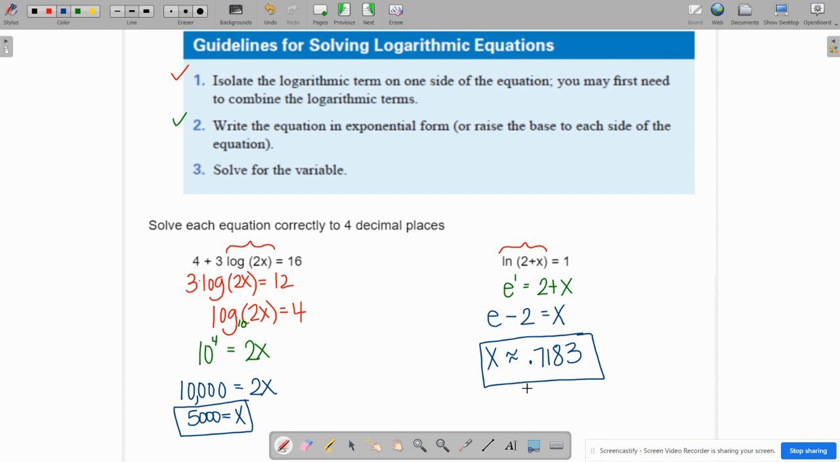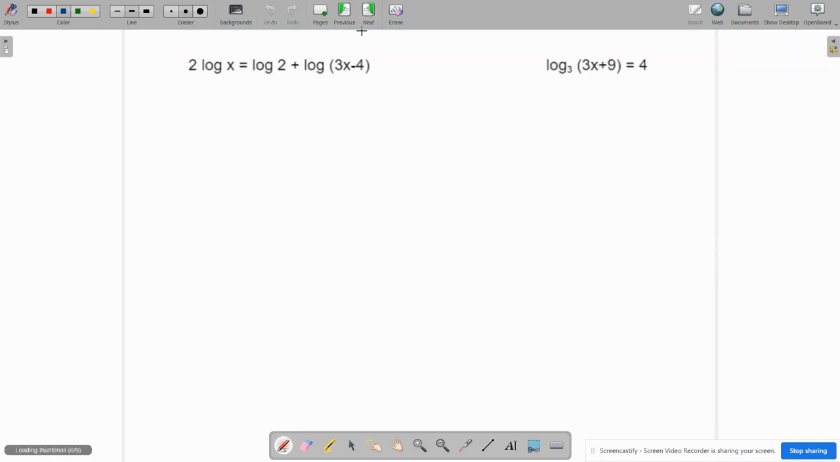So the only other one that I want to show you is an example if you have multiple logarithms, like this example here. So we have 2 log of x equals log of 2 plus log of the quantity 3x minus 4. So the first thing I want to do is combine my logarithms on the right side. So since they both have a base of 10, that means that we can rewrite this as the log of when we multiply these together. So the log of 2 times the quantity 3x minus 4, right?